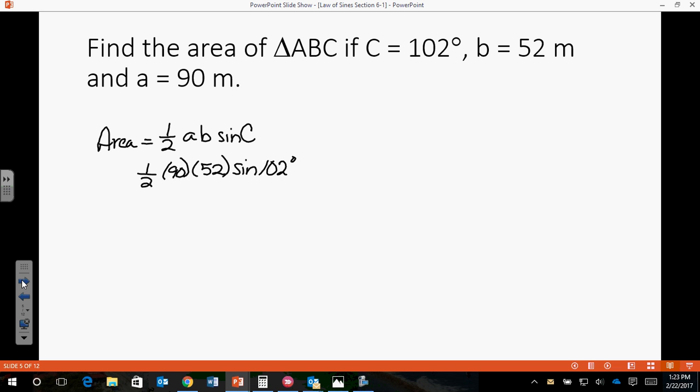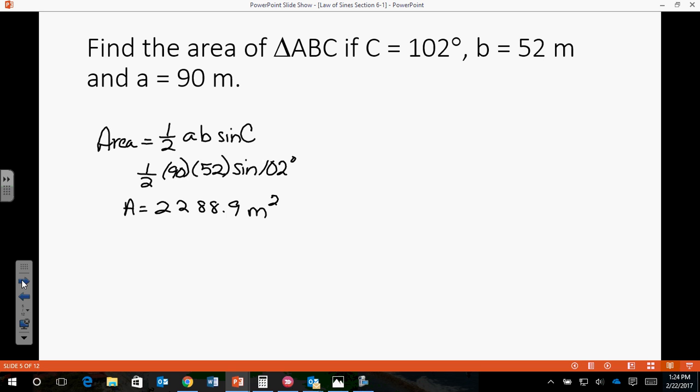So 45 times 52 times the sine of 102 gives us a pretty big number. What's it going to be? And then we're going to call that meters squared. Okay. Check to see what the directions tell you, but usually a good rule of thumb is if they've given you one decimal point, you're consistent and round to the tenths and so on. All right, so questions on this one?